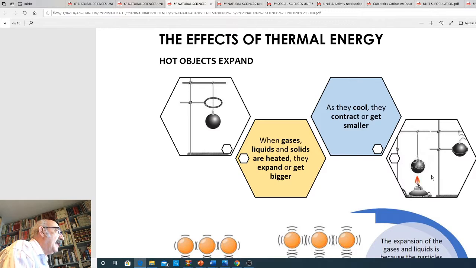If you heat up this ball, this ring is too small for the ball to pass through. So when gases, liquids, and solids are heated, they expand, they get bigger, no matter if they are solids or liquids or gases. But the opposite is true. As they cool down, they contract, they shrink or get smaller.